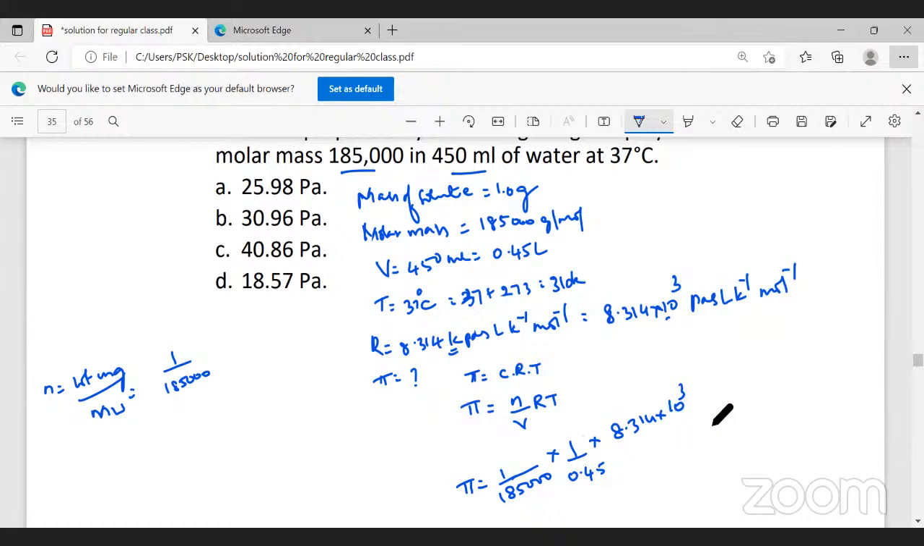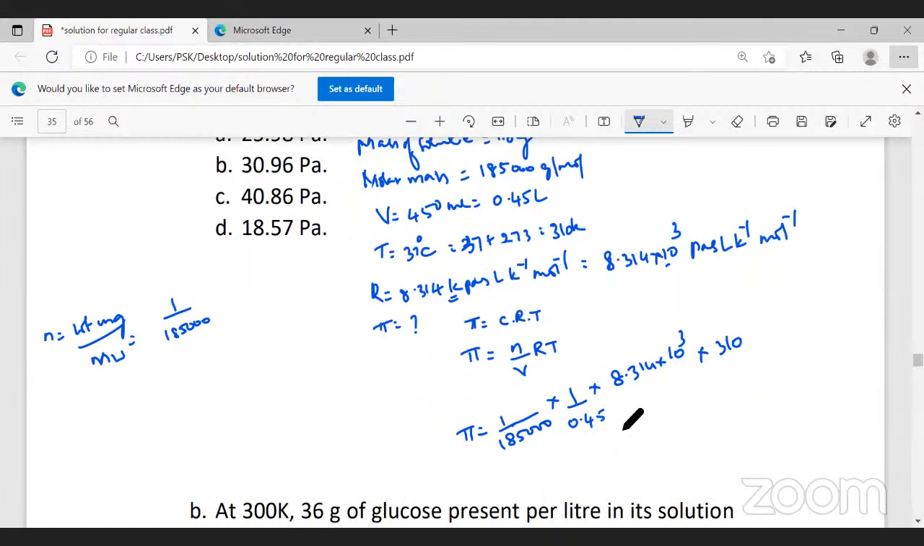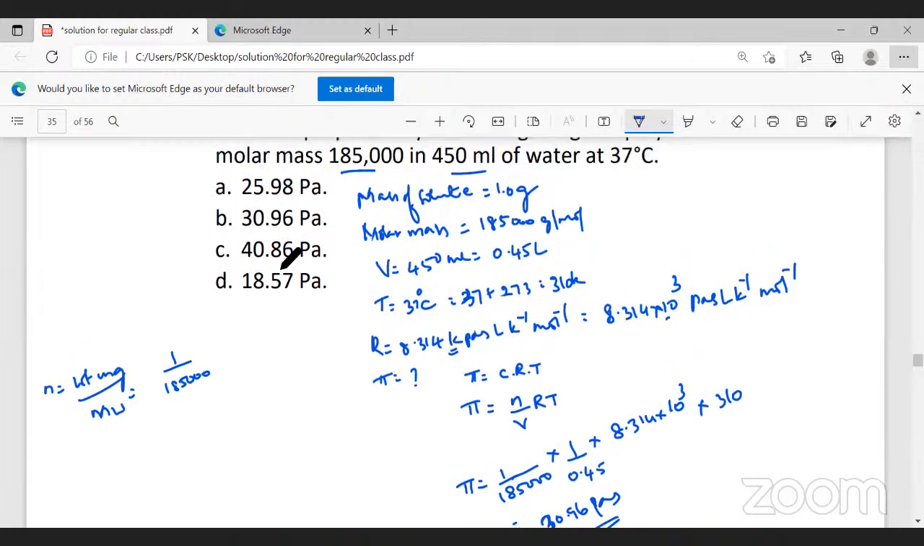And what is the temperature? Temperature is 310 Kelvin. On simplification, it's a lengthy problem. The simplification will take time. On simplification, we will get this as 30.96 pascals. So the answer for this question is option B. Kindly go through this problem.